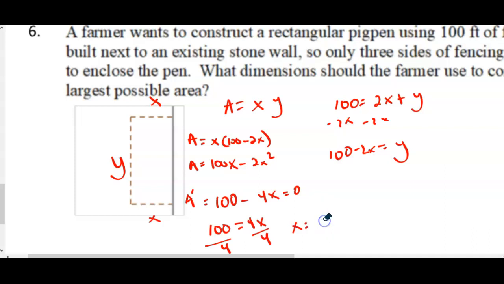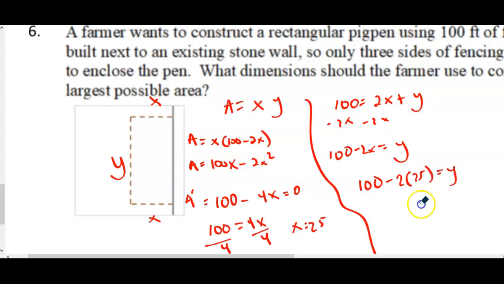All right, so once you get x equals 25, you come back over here, find y, and plug it in. So you go 100 minus 2 times 25 equals y. That's 100 minus 50 equals y. And when we do that, we get 50 equals y. So this is 50, and these are 25.